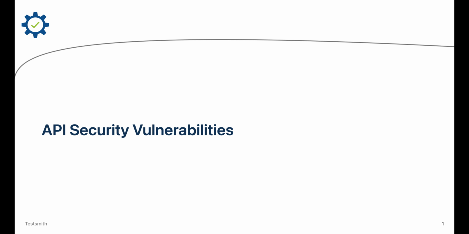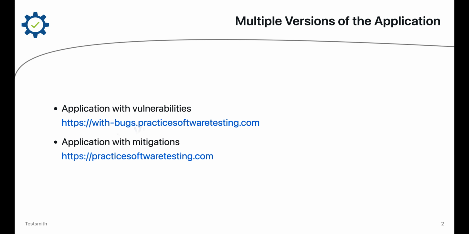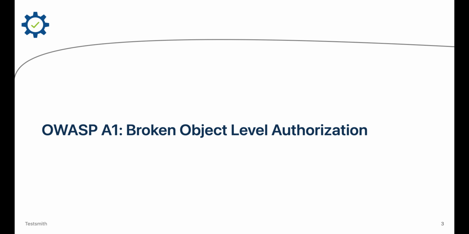Today, we're delving deep into the world of API security vulnerabilities, using real examples from practicesoftwaretesting.com. We have two versions of the application, one seeded with some vulnerabilities and the other fortified with mitigations. But fear not. We're not just pointing out the issues. We're here to explain why they're problematic and how to fix them. Let's get started. Let's dive into our first vulnerability, OWASP A1, Broken Object Level Authorization.